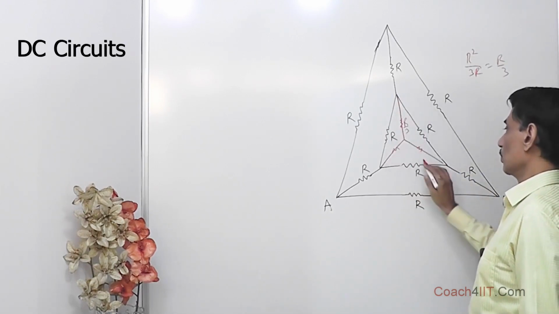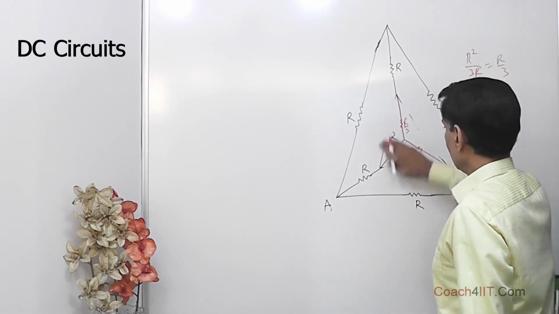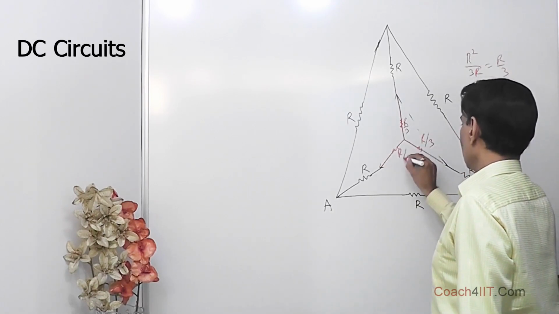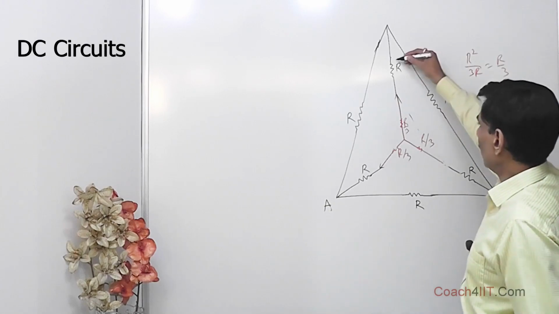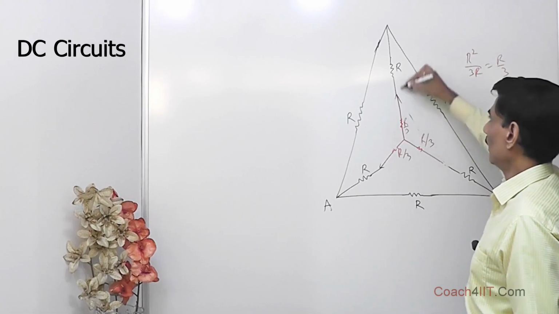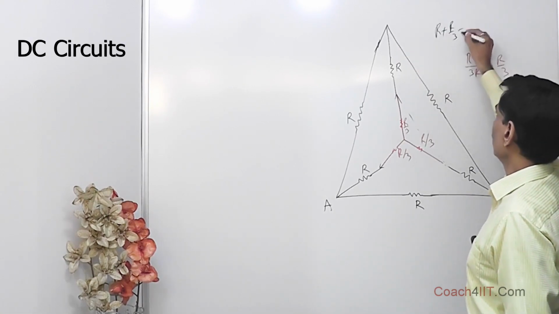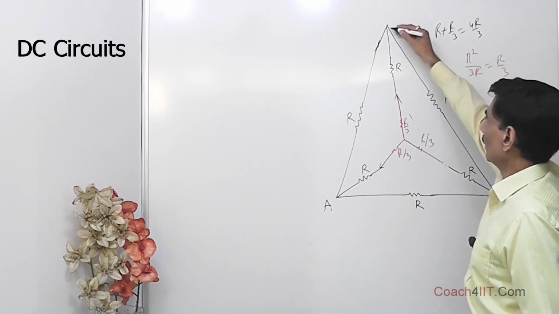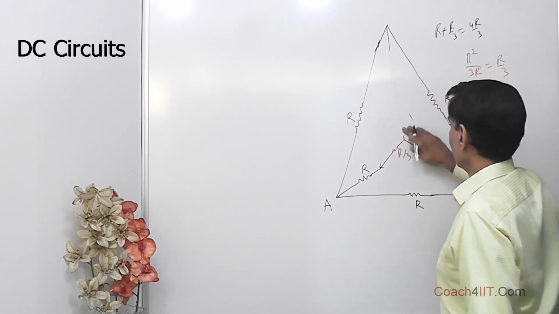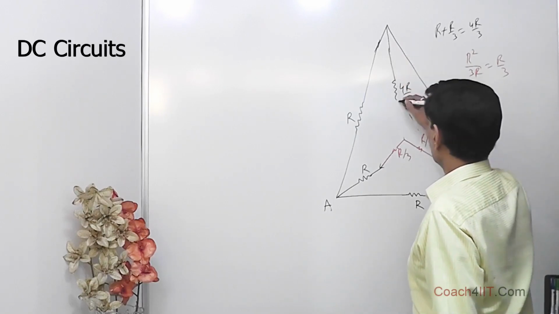Once we have done the delta to star transformation, this delta goes off, and all these resistances are R by 3 only. Now we see that this R and this R by 3 are in series, that is, one after the other, connected end to end. So R plus R by 3 is equal to 4R by 3, the resistance of these two in series. So we can replace them by a single resistor, that is 4R by 3.